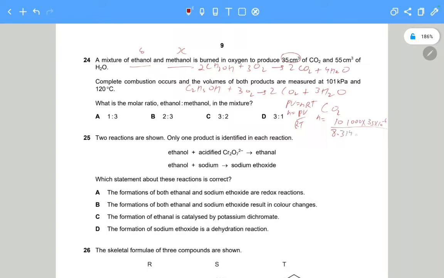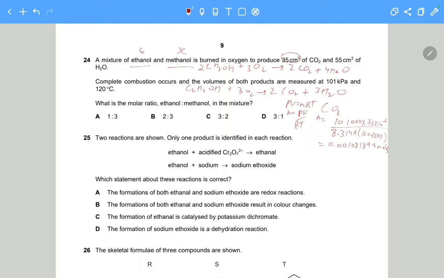R is the universal gas constant, 8.314, and then temperature is 120 plus 273, which is the conversion from degrees Celsius to Kelvin. So this gives us 0.001081899 moles of carbon dioxide. So we know that the total number of moles of carbon dioxide is this.